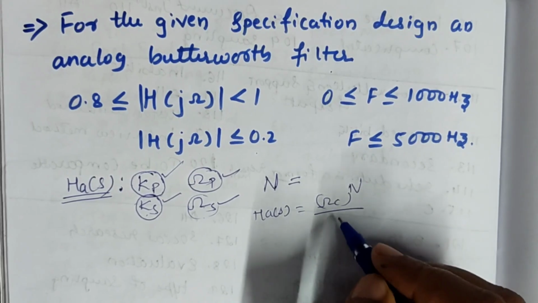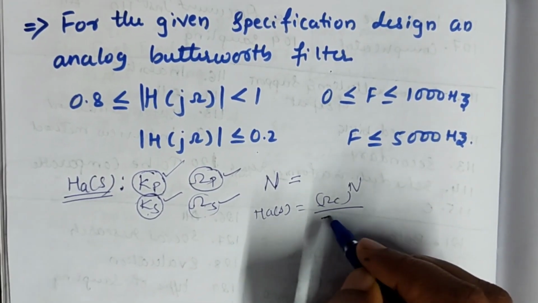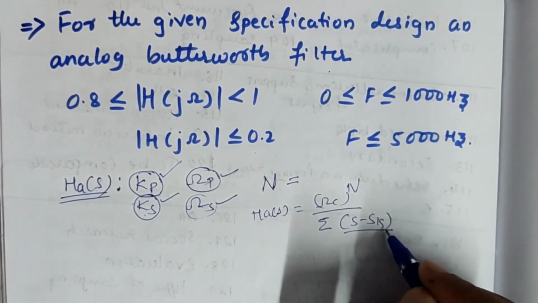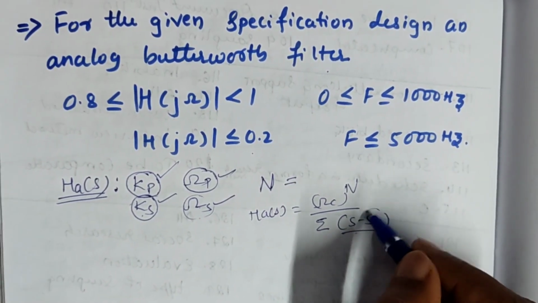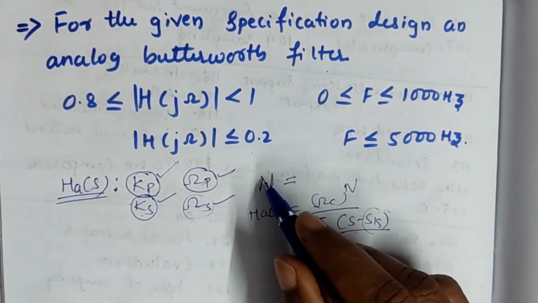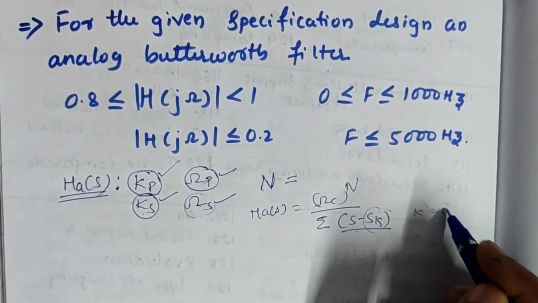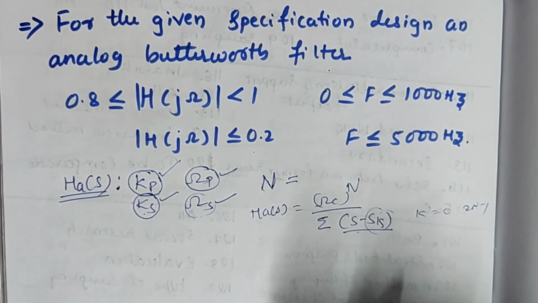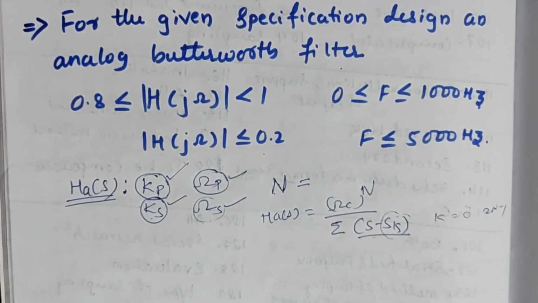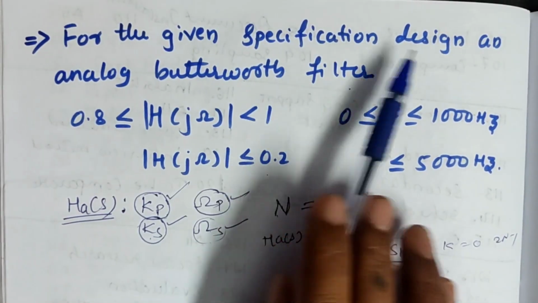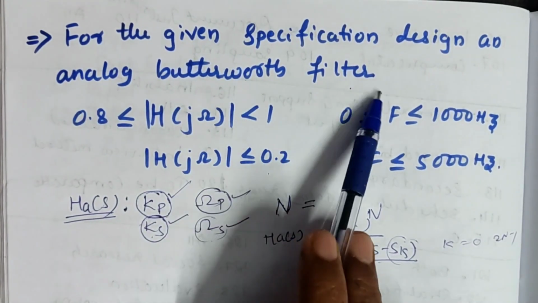the product of S minus SK, where SK represents the poles, and the number of poles depends on the order of the filter, and K is from 0 to 2n minus 1. Now this is quite different. For the given specification, design an analog Butterworth filter.